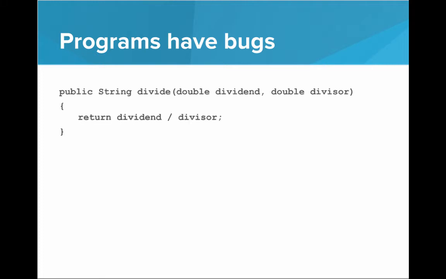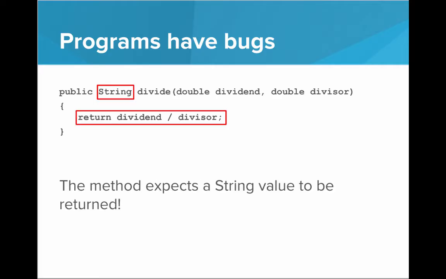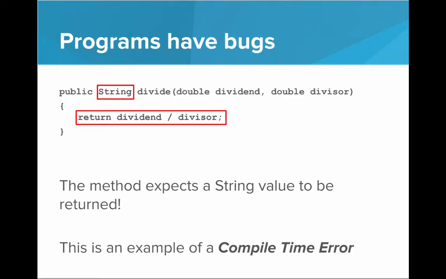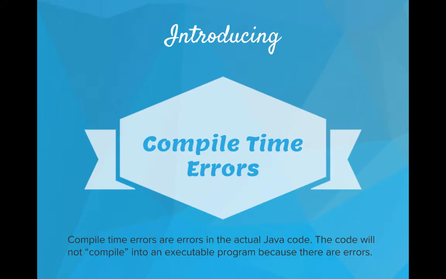So, let's take this snippet of code, for example, this method divide. Can you see the bug in this program? So the method expects a string value to be returned, but we're actually returning a double. This is an example of a compile time error. So, introducing compile time errors.